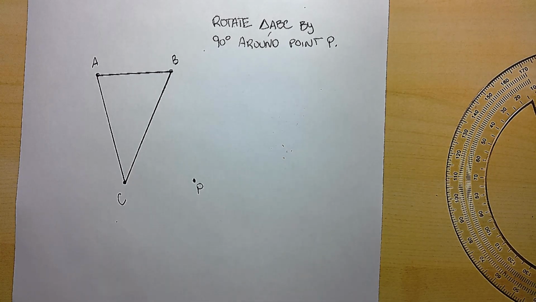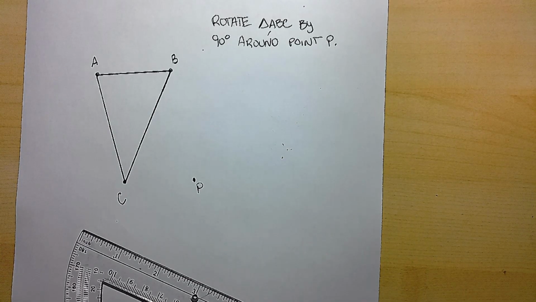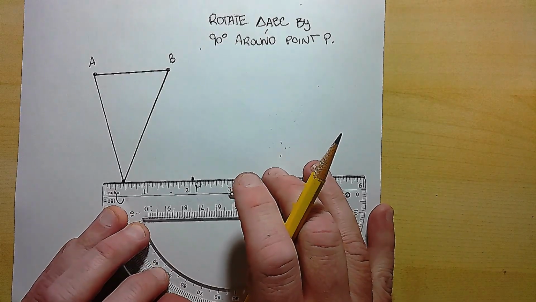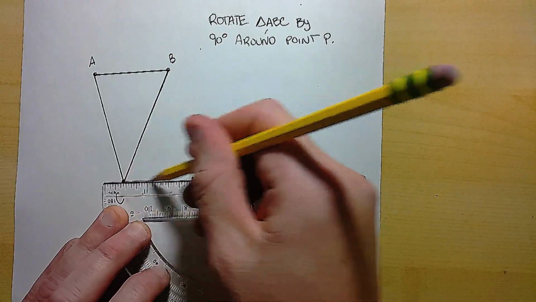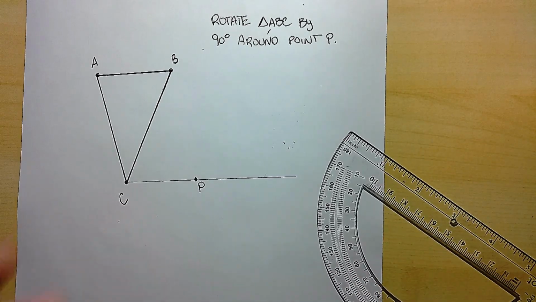Cool, so we're gonna get started looking at rotating triangle ABC by 90 degrees around point P. So if you take a look at our triangle, we got point P, 90 degrees. What makes a 90-degree angle other than our protractor, which in geometry land, we don't actually have? It's just acting as a straight edge. So if we want to get a 90-degree angle, we need to construct something that has a 90-degree angle in it. And what has a 90-degree angle in it? A perpendicular bisector.